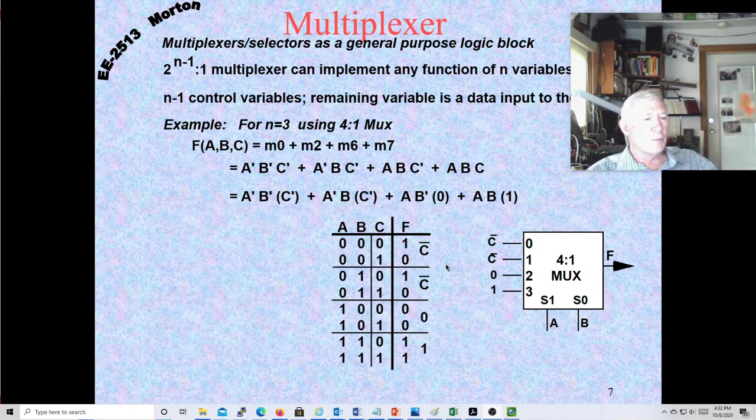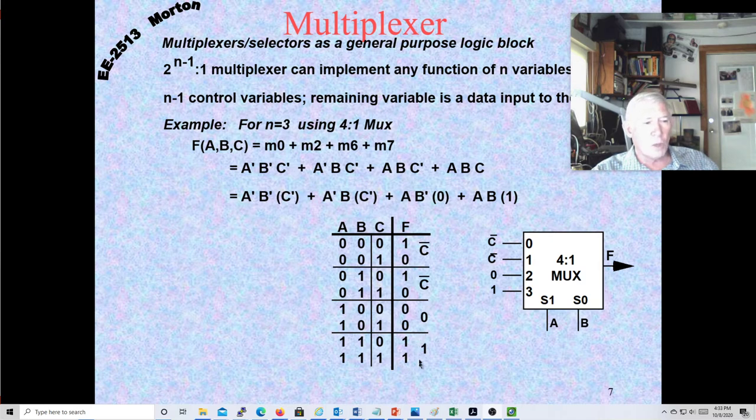Notice if you divide this into pairs of rows, every pair of rows has the same high order variables of A and B. For this pair, A and B are both 0, or A prime, B prime. For this pair of rows, it's A prime, B. For this, it's A, B prime, and for this, it's A, B. So what that means is your control lines are the same for this pair of rows, which means that both of those rows are going to be represented by I0, the first input. The next pair of rows is going to relate to I1, the next to I2, the next to I3. And so if you want to generate F, you just have to look and see what F is for the pair of rows.